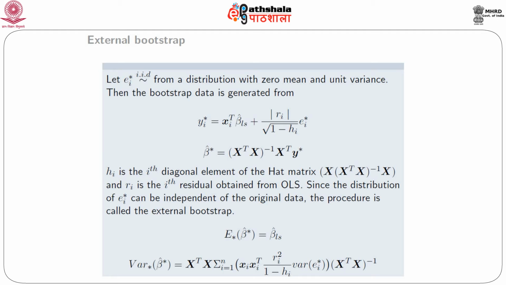Now, since the distribution of e_i* can be independent of the original data, the procedure is called an external bootstrap. And here also it can be seen that under the bootstrap, the expectation of beta hat star is equal to beta hat from the ordinary least squares, and the variance of beta hat star has this particular form.